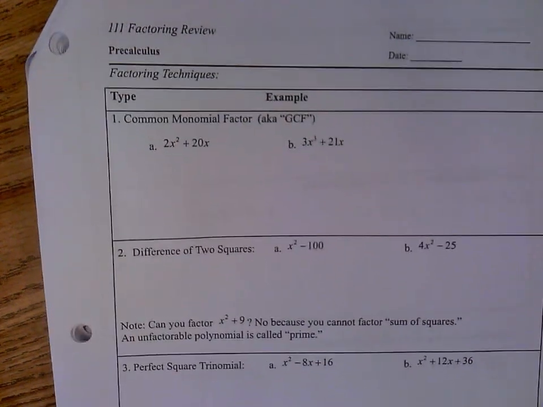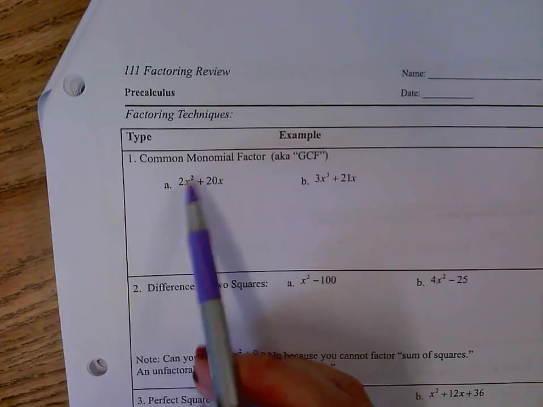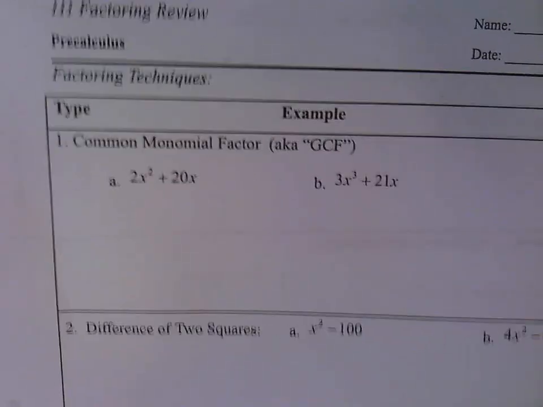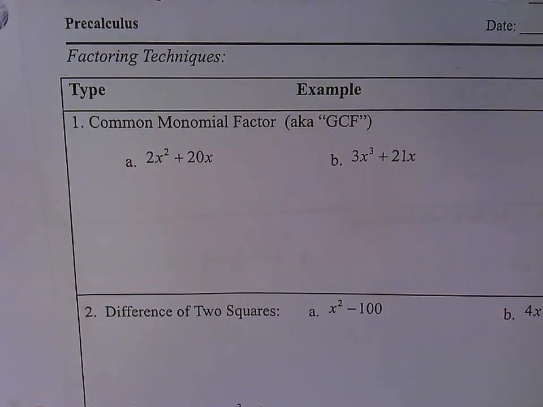The first one, these are kind of in order. So when you're looking at a factoring problem, you should always look for this first. It's called the greatest common factor. So you look at your problem. So right here, I've got the 2x squared and the 20. What could I pull out of both of those parts?